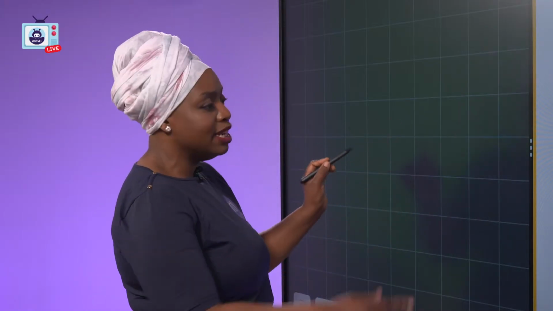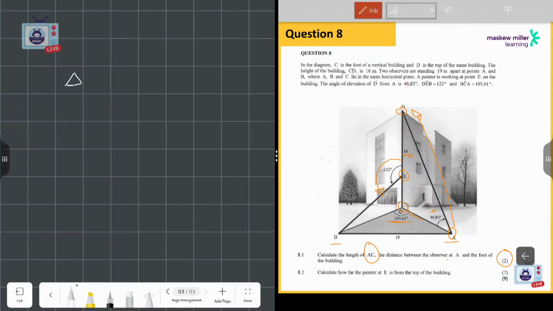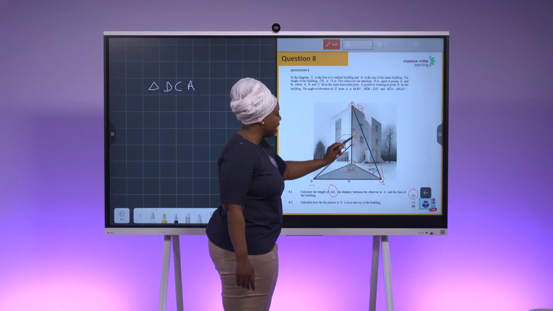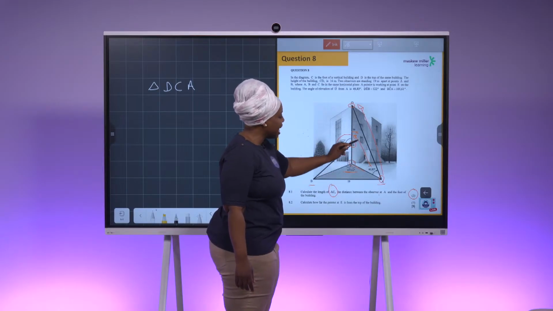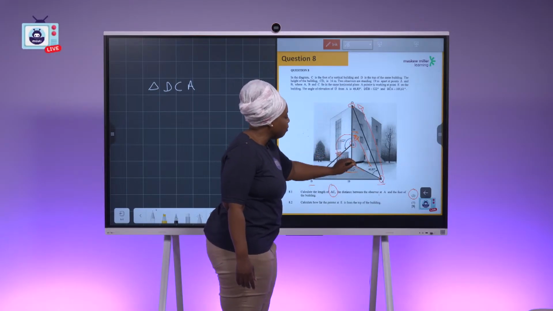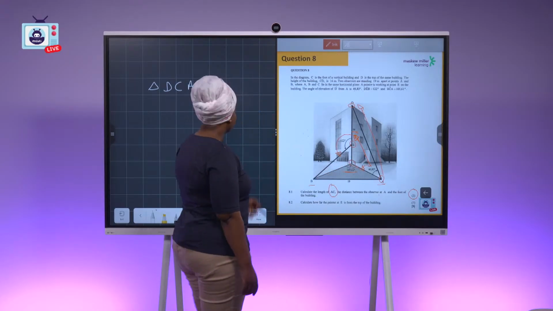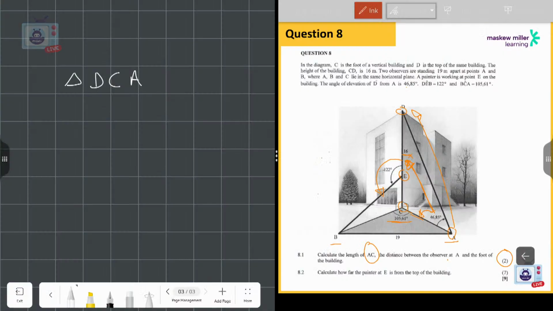Folks, please just look at it properly, look at what you have and what you are looking for. In this case, I would go for triangle DCA. That's the triangle we can go to. Why? Because we do have one side and an angle. I'm given the side that is opposite my angle, and I'm looking for the side that is adjacent to the angle. So you see that. That means we can only use what?